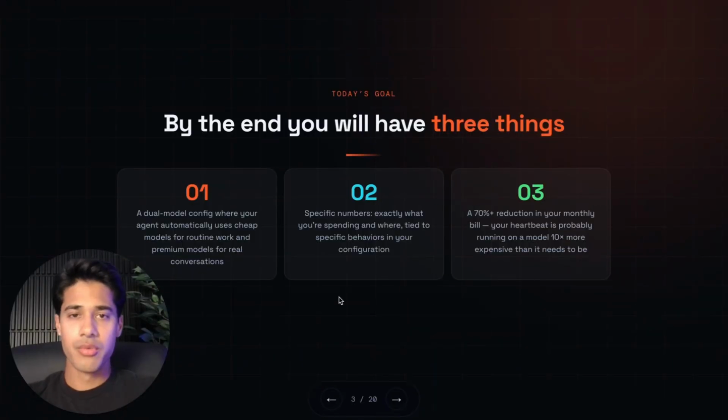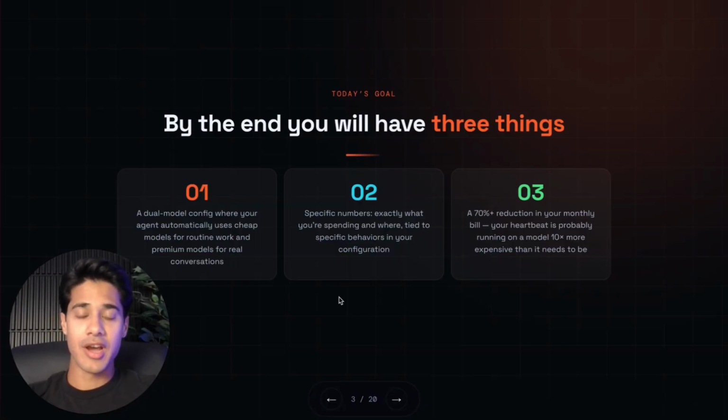All right, so 3 things you're going to walk away with. First, a dual model configuration where your agent automatically uses cheap models for routine tasks and premium models for the conversations that matter. This is the single biggest cost lever, and we're going to set it up today. Second, a concrete understanding of exactly what you're spending and where. Not a vague sense that AI costs money, but specific numbers tied to specific behaviors in your configuration.